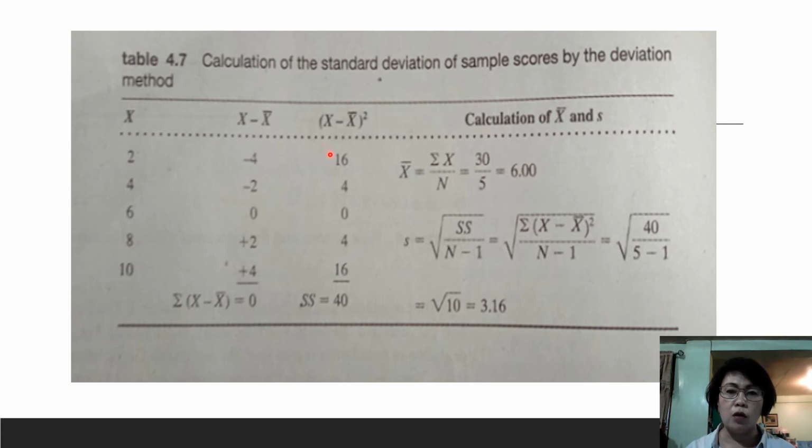Again, you have three columns, and on the right side you have the calculation of the mean and the standard deviation for samples. So you have the set of scores, the computation or the answers for the score minus the mean. Okay, and you have the formula: the quantity in parentheses, the score minus the mean, squared. So here is the formula for the mean and the formula for the standard deviation for a sample.